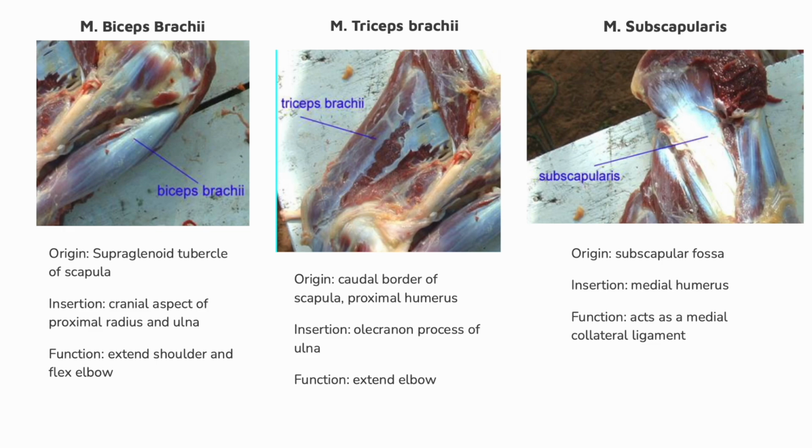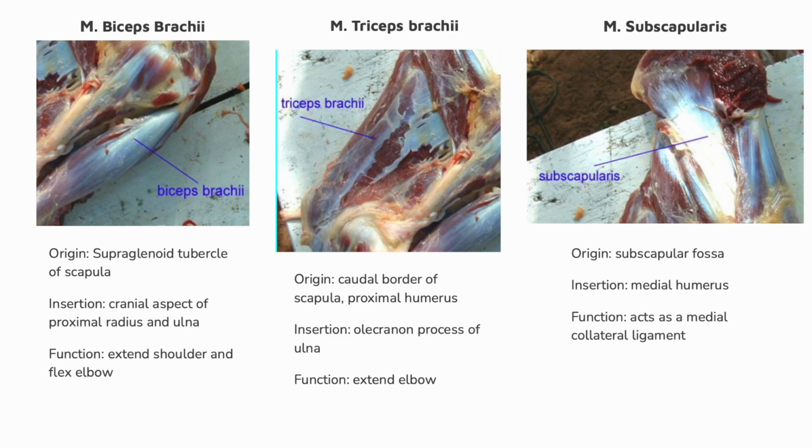And so the biceps brachii muscles are located on the cranial side of the limb, anterior to the humerus. It also has two heads, and its origin is the supraglenoid tubercle of the scapula. Its insertion is the cranial aspect of the proximal radius and ulna, and its main function is to extend the shoulder and flex the elbow. And so the triceps brachii is on the caudal side of the limb and has three heads. Its origin is the caudal border of the scapula. Its insertion is the olecranon process of the ulna, and its main function is to extend the elbow.